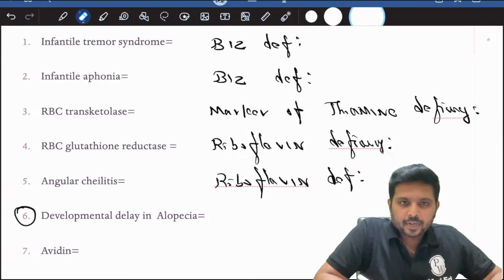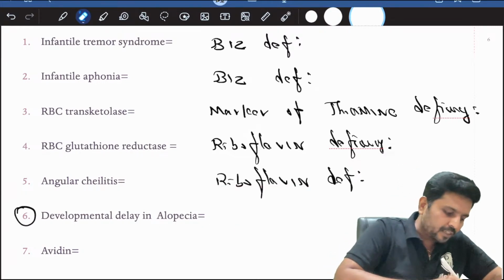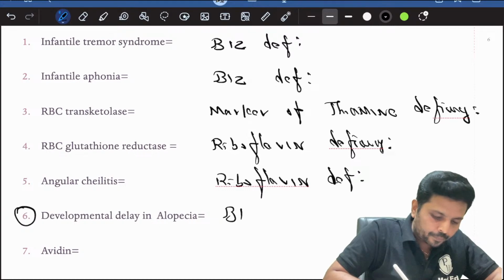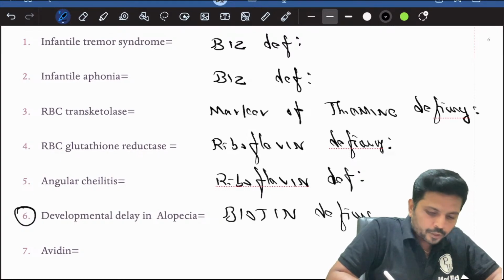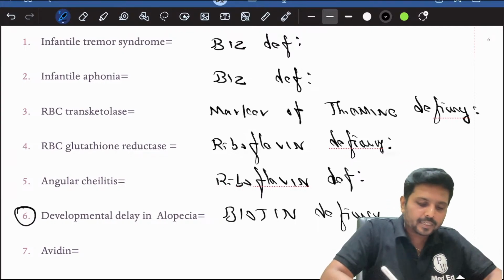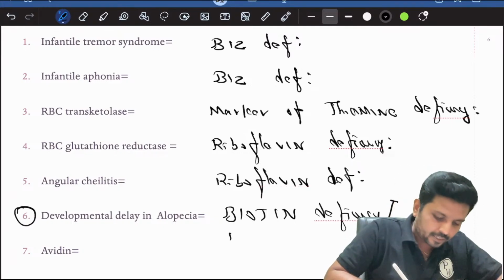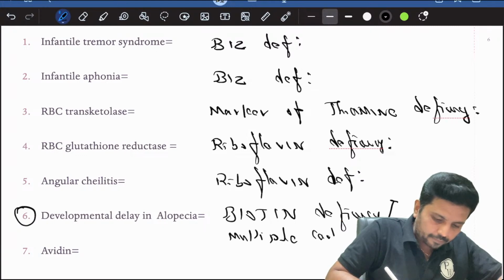So developmental delay with alopecia is caused by biotin deficiency. This is a very, very important and often asked question. Biotin deficiency usually leads to developmental delay with alopecia and dermatitis, and it depends on what enzyme? Multiple carboxylase enzyme.